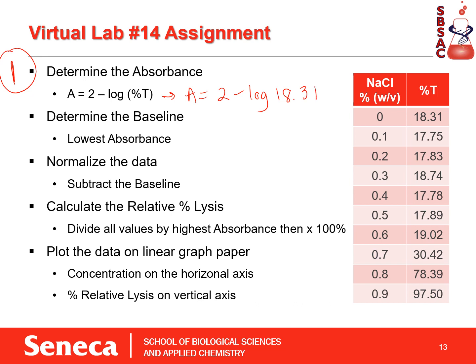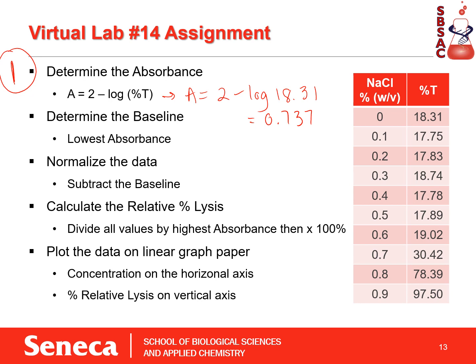That's going to be 0.73. Okay, I have 0.7373 in my calculator. Oh, so I should round that up. Maybe let's take three significant figures. So we'll go 0.737 for my absorbance. So you can fill in the whole column in your assignment with the absorbances.